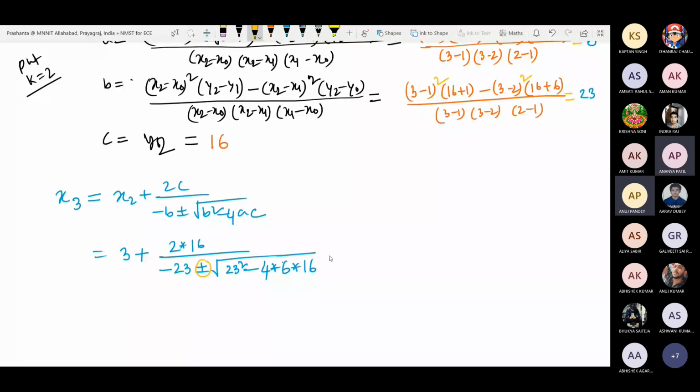So simplify. This will be 3 plus 16 into 2 is 32, by minus 23 minus, you simplify, 23 square minus 4 into 6 into 16. Simplify and tell me how much you are getting as x3.